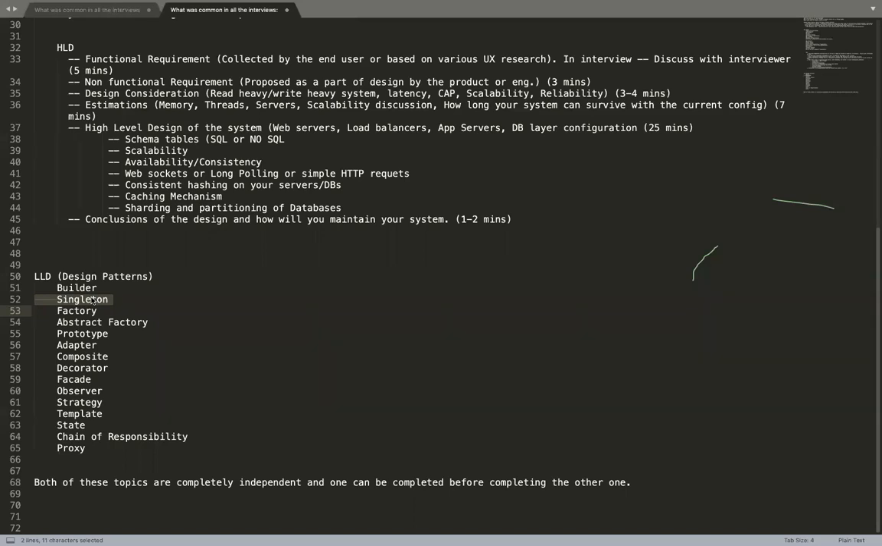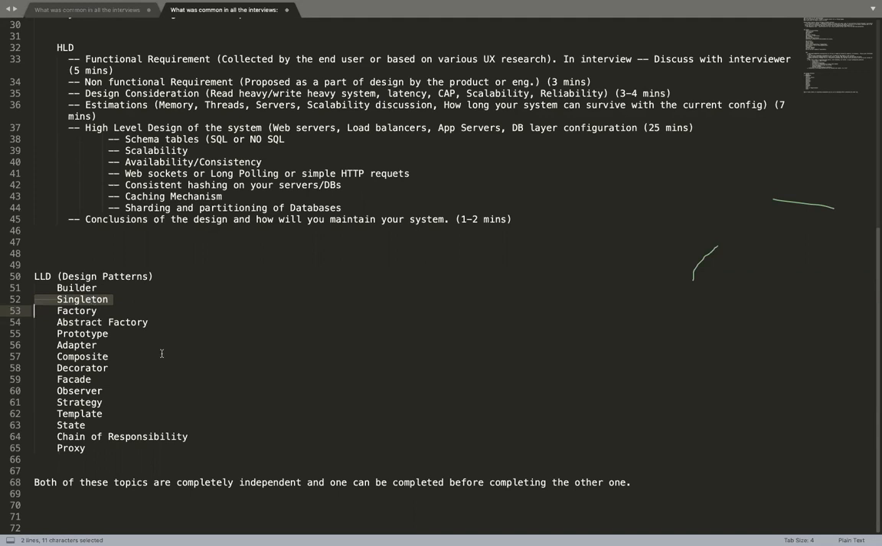Chain of responsibility. Basically A calls B, B calls C, C calls D, so A can't directly call C. That is covered as a part of the chain of responsibility pattern. Proxy pattern is creating a proxy of one of your classes and then using it at different places. We'll talk about all these things in detail, with code and examples, once we come to the low level design part.